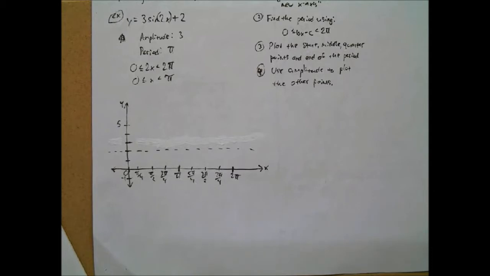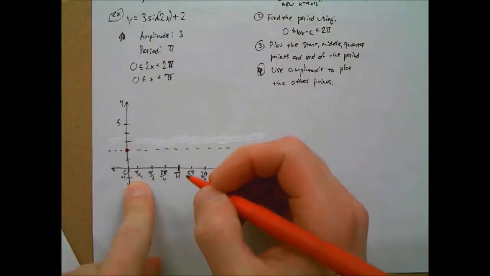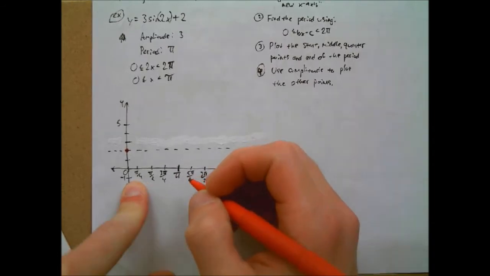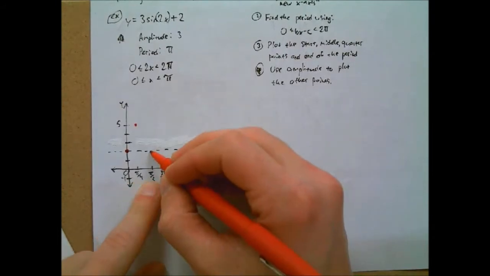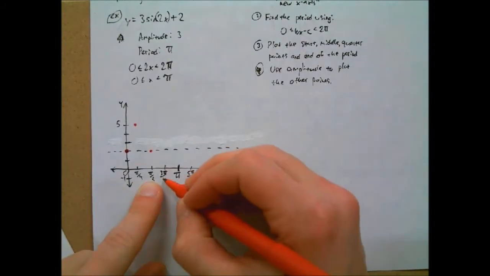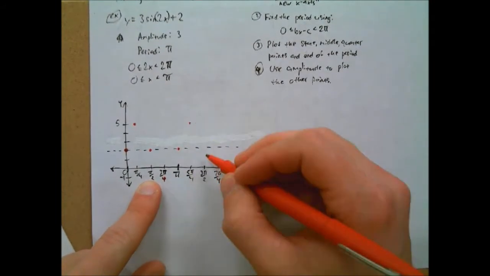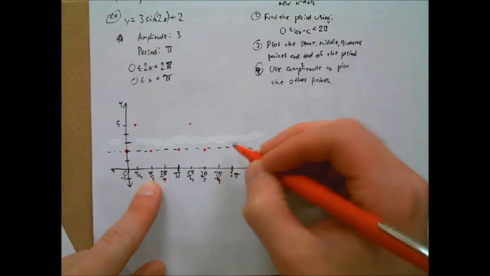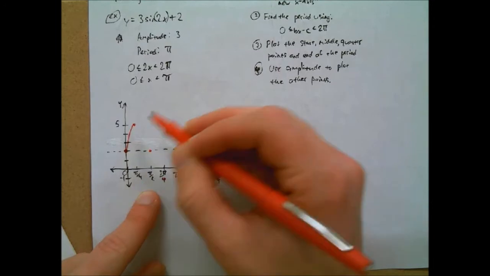So anyway, it's 2. Okay, plug in pi over 4. Pi over 4 times 2 is pi over 2. Sine of pi over 2 is 1. Times 3 is 3. Plus 2 is 5. So at pi over 4, we're at 5. Okay, pi over 2, we're back at the axis. 3 pi over 4, we're going to be at negative 1. Pi, back at the axis. 5 pi over 4, above. 3 pi over 2, back on the axis. 7 pi over 4, at negative 1. And then 2 pi, back on the axis. And so we finished.